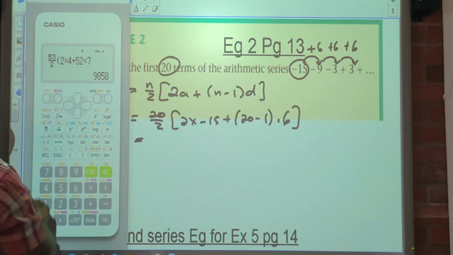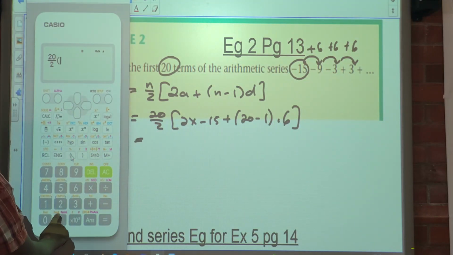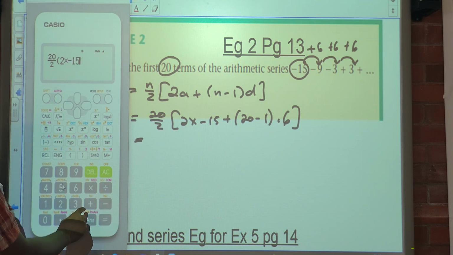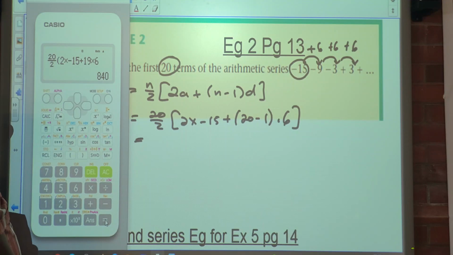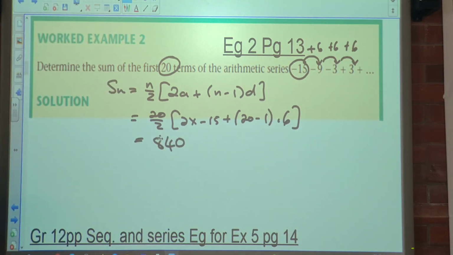So we have 20 over 2, which is 10. 2 times negative 15 plus 19 times 6 gives you 840. Is that correct? 840. So if I had to write down the first 20 terms and add them individually, or collectively, whatever, I'll get 840.